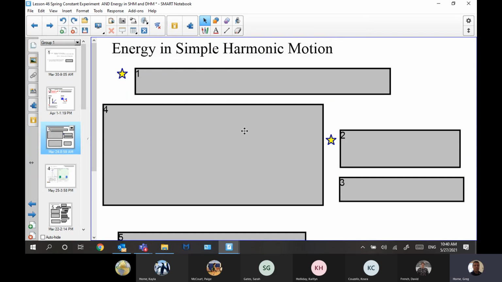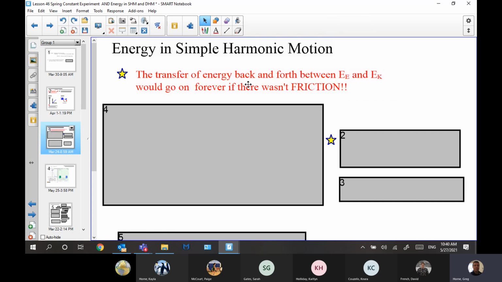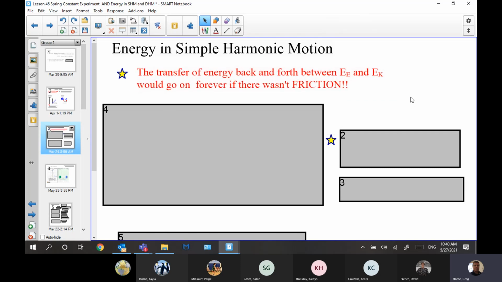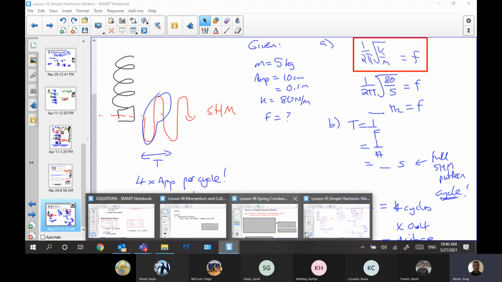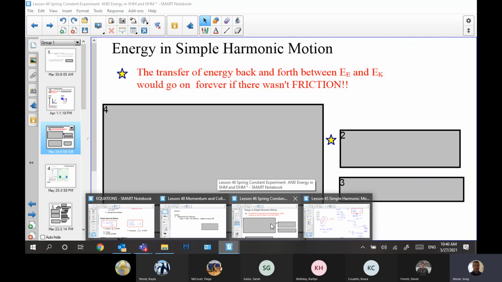Main event though here is figuring out energy in simple harmonic motion. So it's probably obvious, but let's make sure to emphasize that when this mass is bobbing back and forth, the energy is alternating between kinetic energy where it's moving, and then at the end it's stored in the spring. So you'd have energy transferring back and forth between kinetic and elastic potential energy.